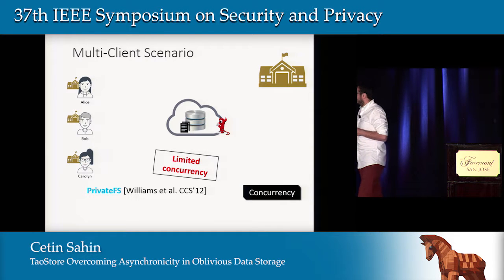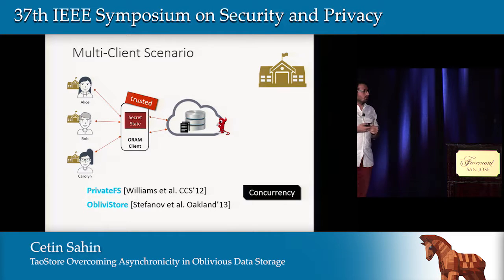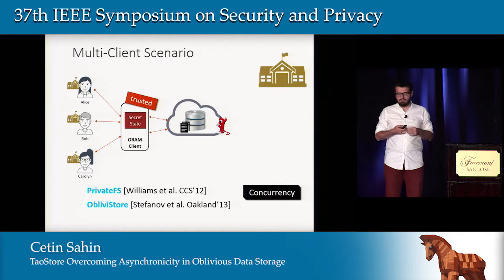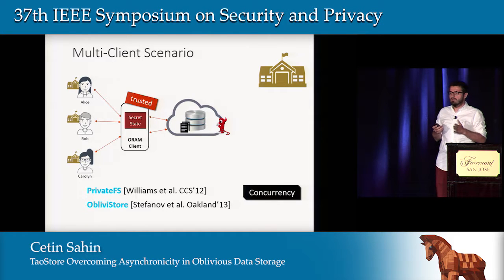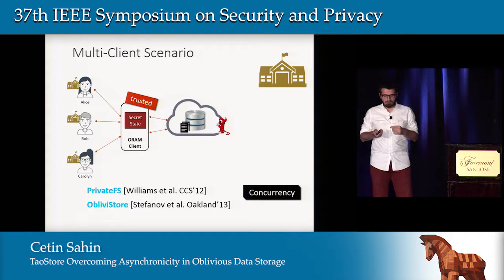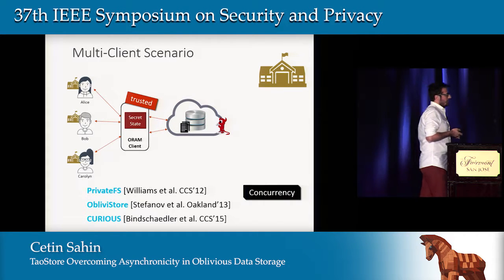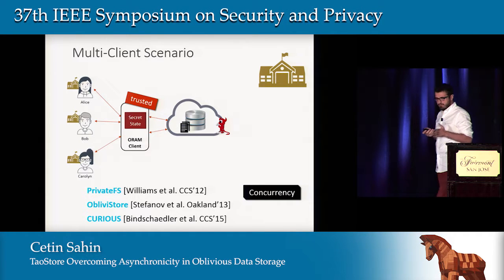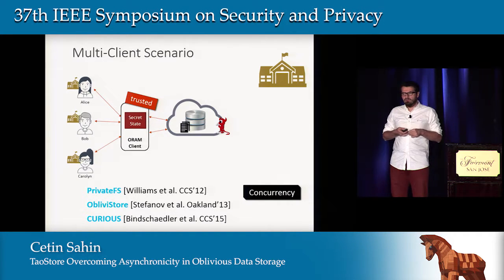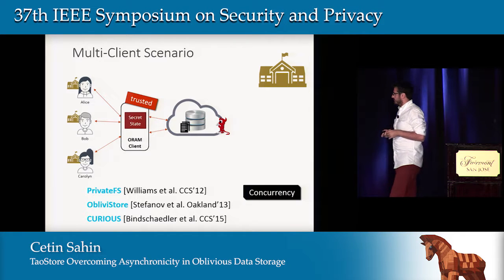Unfortunately, PrivateFS supports a small amount of concurrency. Then later on, the ObliviStore system came up, and it introduced a proxy approach, where there is a trusted proxy in the middle, and it mediates the client requests and handles them concurrently by accessing the storage. The more recent development is Curious, which also follows a similar setting, and we also consider a similar setting in our work.